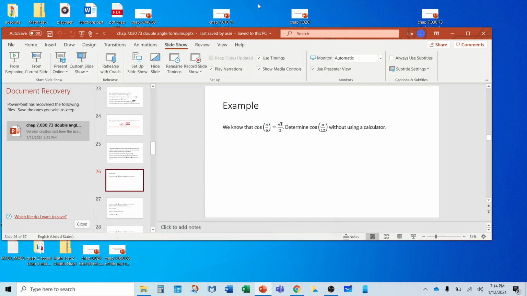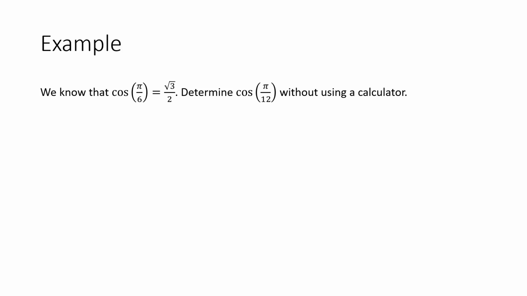In this video, we are going to use the double angle formula to help us determine the cosine of an angle when we know the cosine of double that angle. So in other words, we're kind of using the double angle formula as a half angle formula, which is kind of interesting.